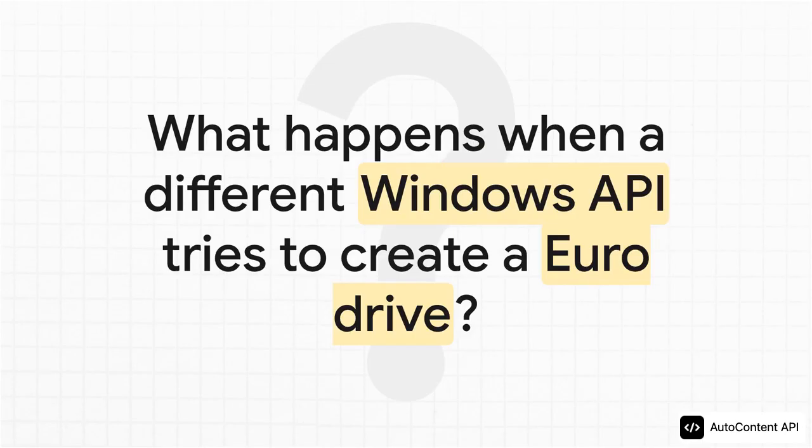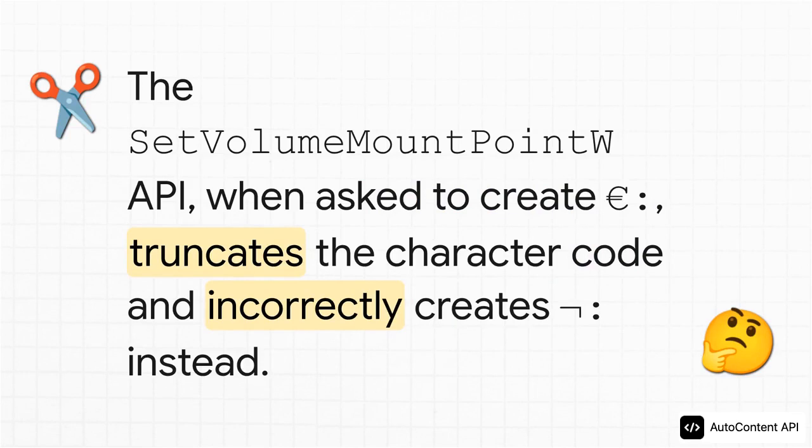What happens if we ask a different but still official part of Windows to do the same thing? Oh, this is just great. There's another way to create drives, using a specific function call. If you ask it to create a drive with the euro symbol, which has a character code of hex 20AC, it seems to just chop off the front half. It uses the AC part, which happens to be the code for the not symbol. So instead of an error, it just creates a completely different wrong drive.